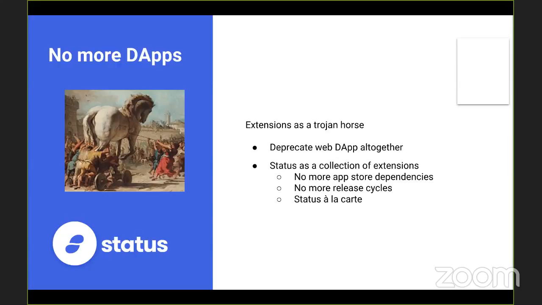Which means also no real release cycle as we know them right now. And eventually, you could just build your own Status and decide what Status is for you. Maybe you don't want to use the chat, so you could do that with extensions.